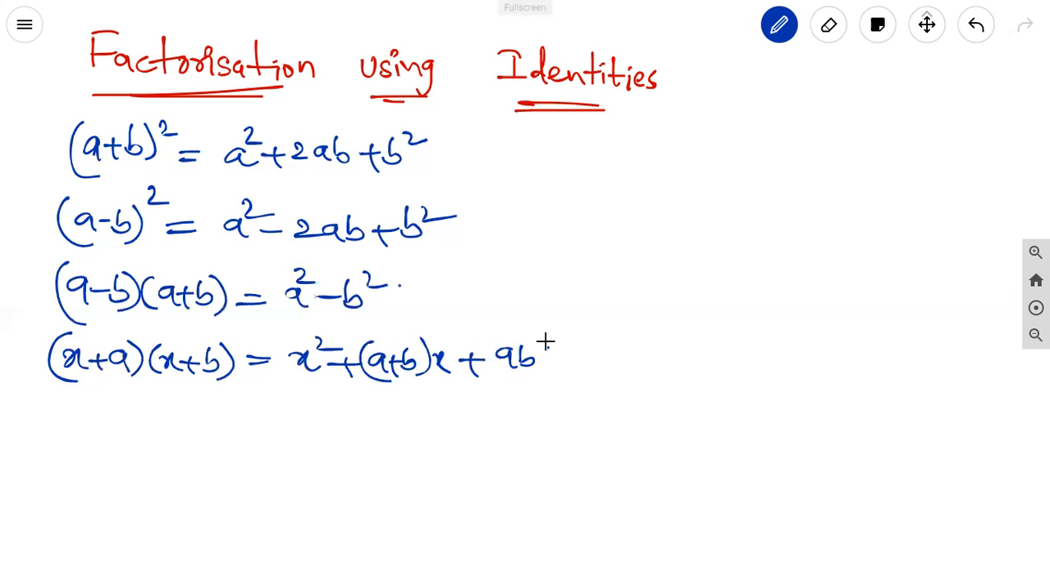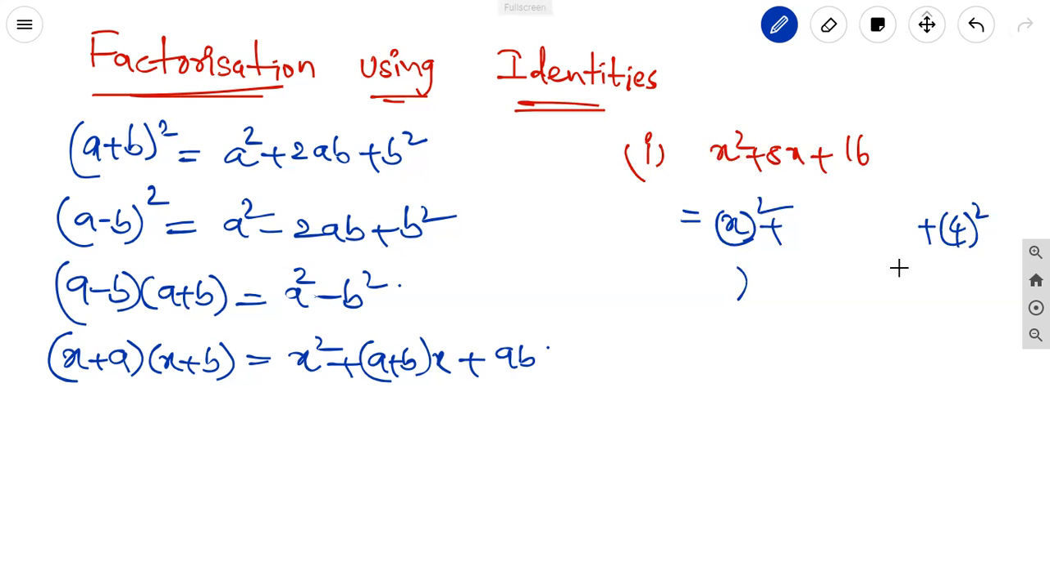Okay. The first question is factorize x square plus 8x plus 16. We can take this as one example. Here, x square can be written in the form of x whole square, and 16 we know is 4 fours are 16, that can be written as 4 whole square.